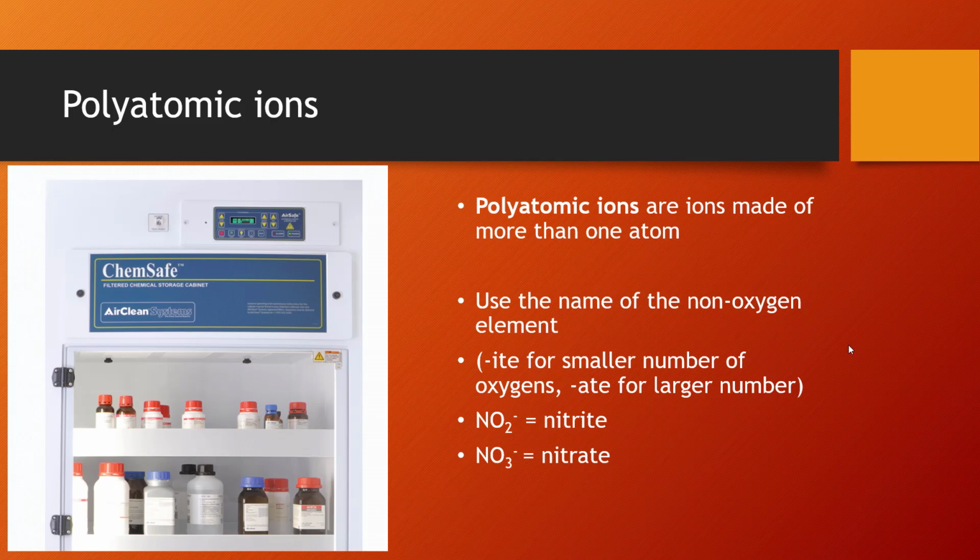Nitrite is NO2. Nitrate is NO3. See, I'm still getting them confused, but you get used to it after a while. You got sulfite and sulfate, phosphite and phosphate. So those are the general ones you're going to deal with a lot.